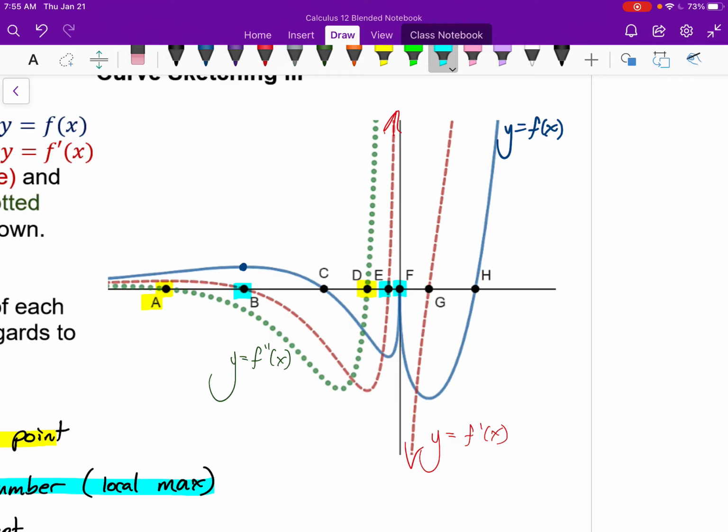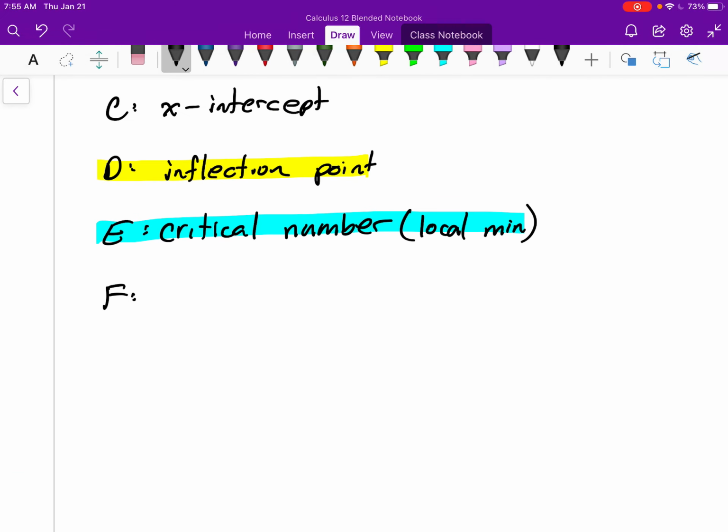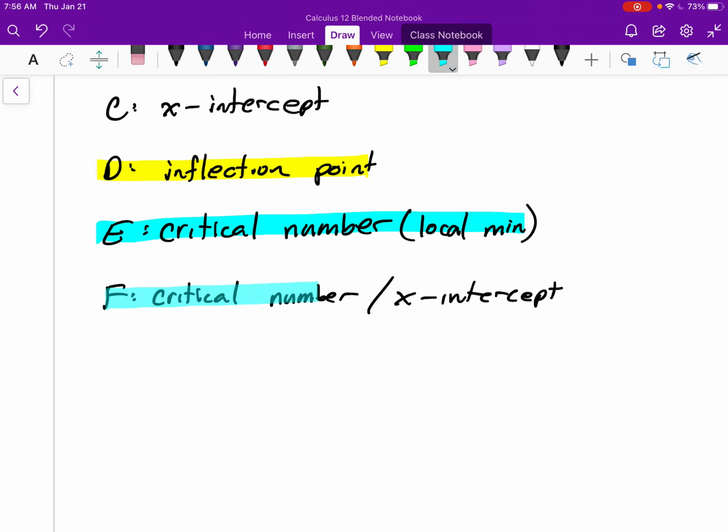And I can tell that actually, because if I just look at function f, there's a cusp right there. And so f is an x-intercept of function f, but it's also a critical point, because again, my derivative is undefined right there. So I'll say two things. It's a critical point, or say critical number, slash, it's also the x-intercept in this case. Remember again, critical number is where your derivative is 0 or undefined.